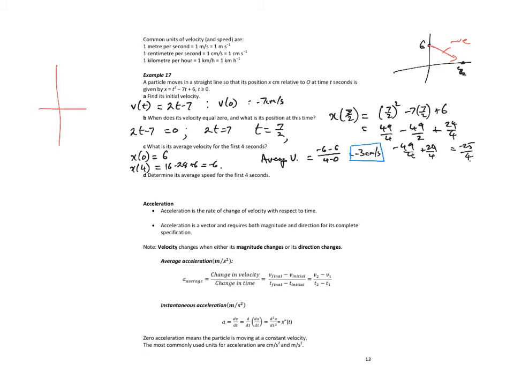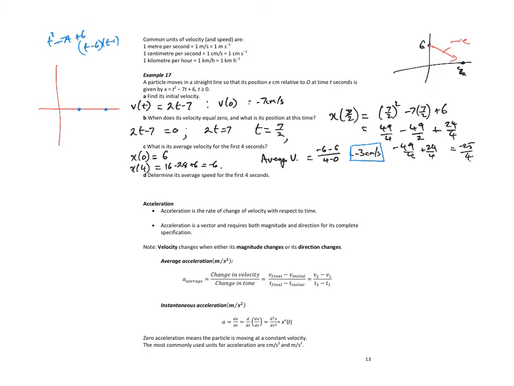My average speed, on the other hand, we really do need to sketch our graph. So we know that t squared minus 7t plus 6, if I factorise that, is t minus 6, t minus 1. So I've got 1 and 6 as my intercepts.